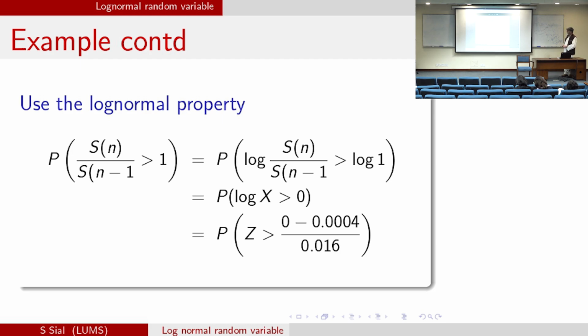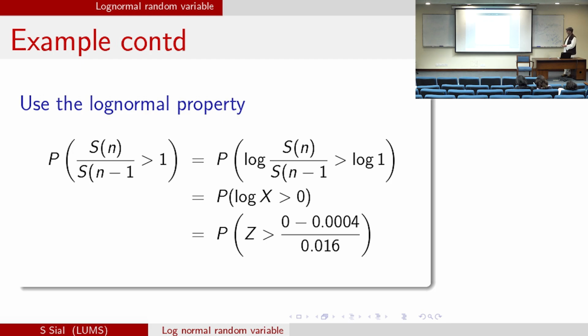So this is the probability that x of n is bigger than 1. Take the logarithm on both sides. Since log is an increasing function, it respects the inequality sign. So the logarithm of x is bigger than the logarithm of 1. That's the probability that the logarithm of x is greater than 0.